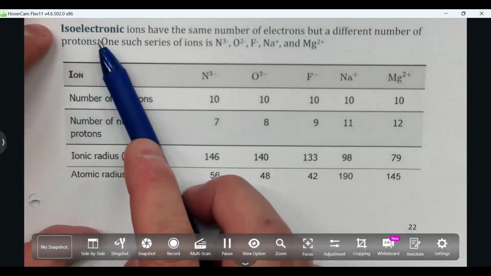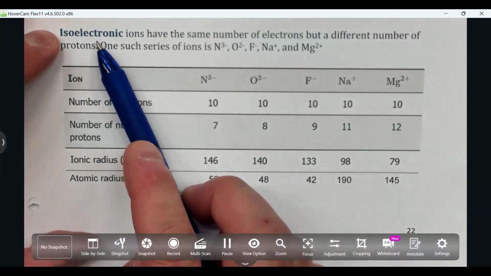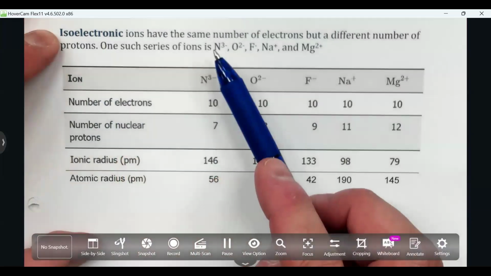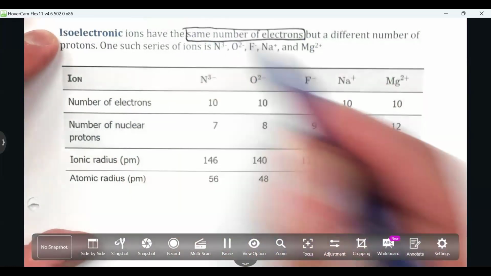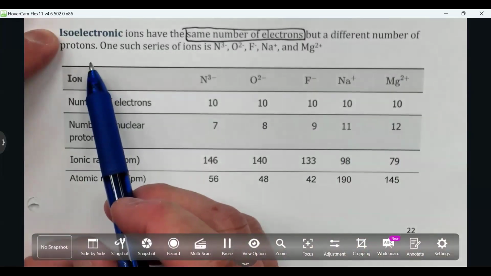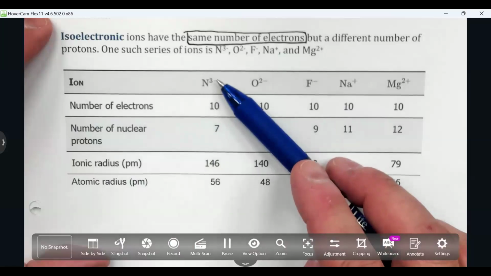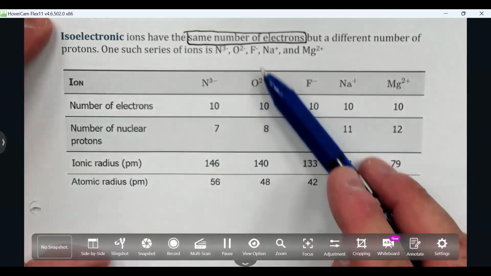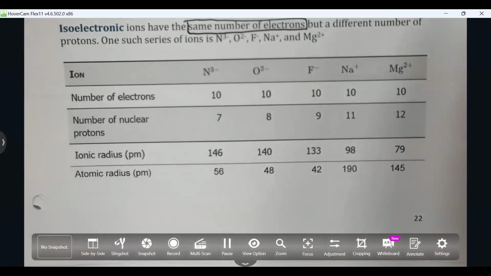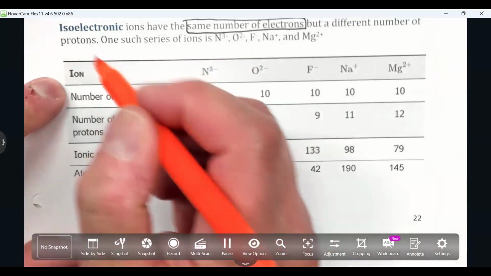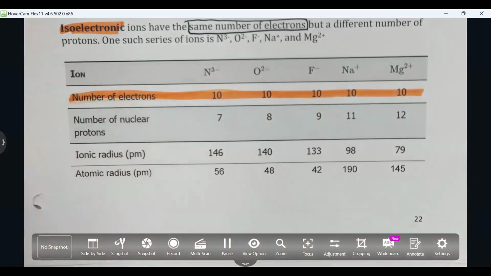Now, all of these are isoelectronic. So isoelectronic ions have the same number of electrons, but different numbers of protons. One such series of ions is N3 minus, O2 minus, F minus, Na plus, and Mg plus 2. So what is isoelectronic? Same number of electrons.